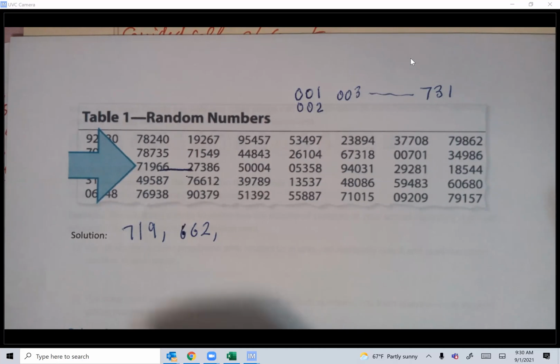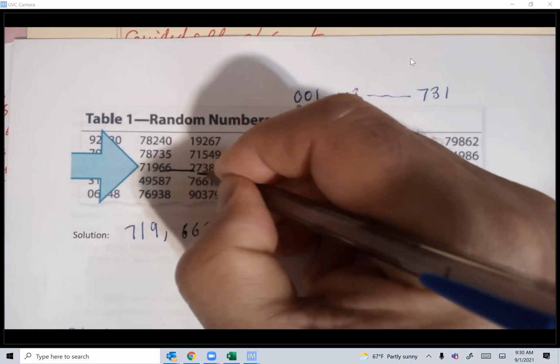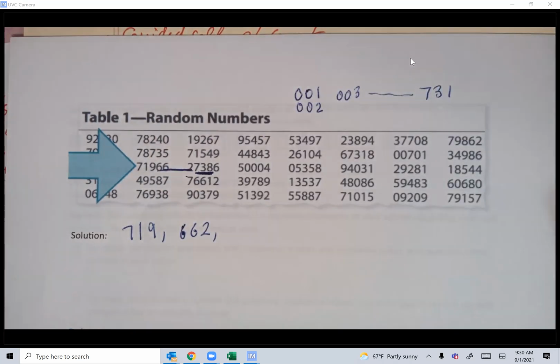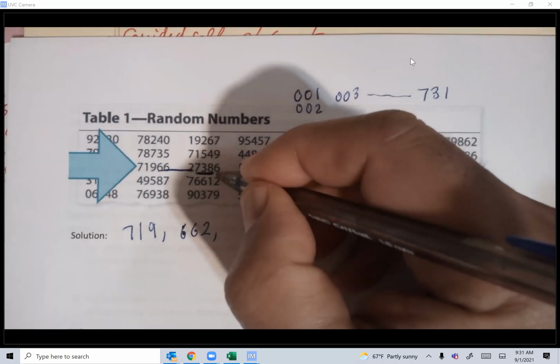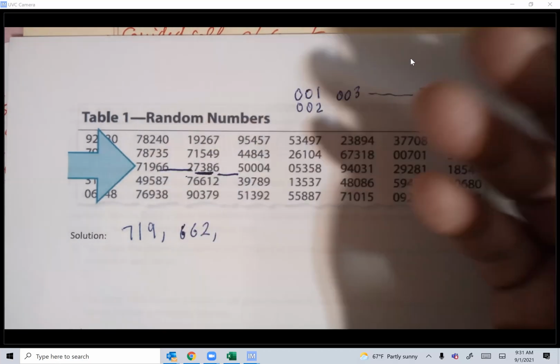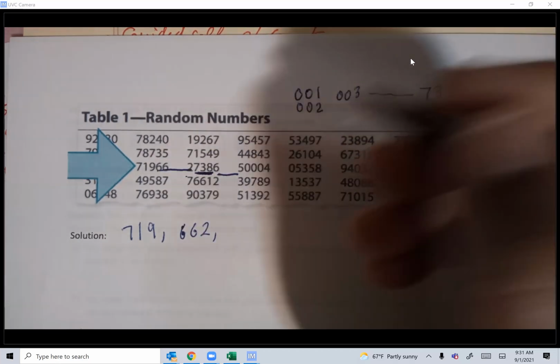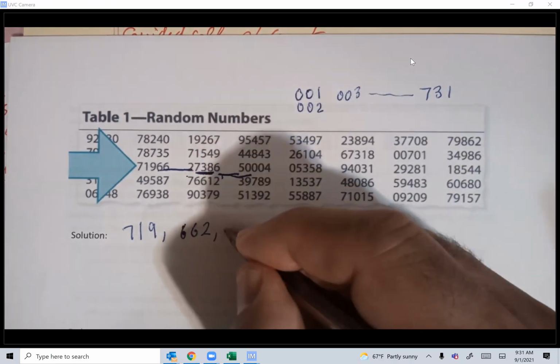Then what about 738? Would this student be selected? No, there are no students by this number. The highest number is 731, so we skip. Then we go read 3 digits, going horizontally. Now you ask me, why do I read horizontally, not vertically? We'll give you direction how to read it. So just read the next 3 digits: 650, it's in the sample.